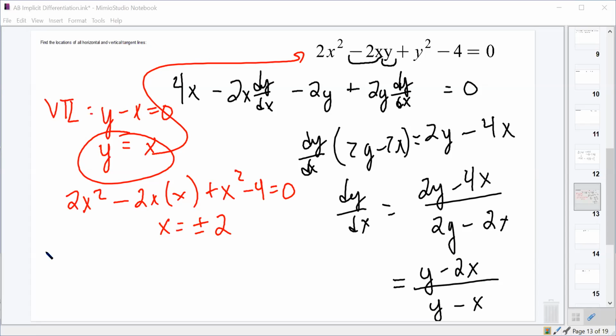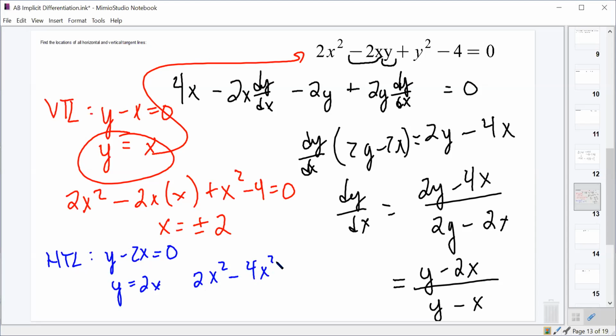Exactly. Okay. Yep. So our horizontal tangent lines will occur when y minus 2x equals 0, or when y equals 2x. And so if y is equal to 2x, then we'll replace all the y's with 2x's, and we get 2x squared minus 4x squared plus 4x squared minus 4 equals 0.